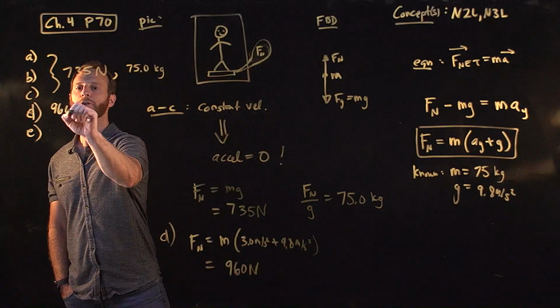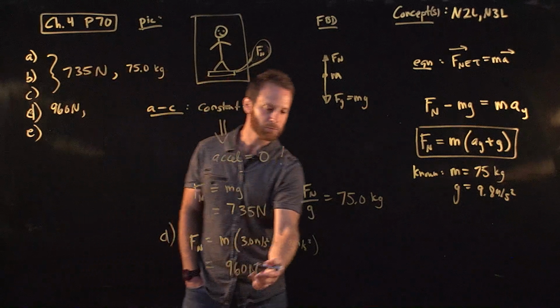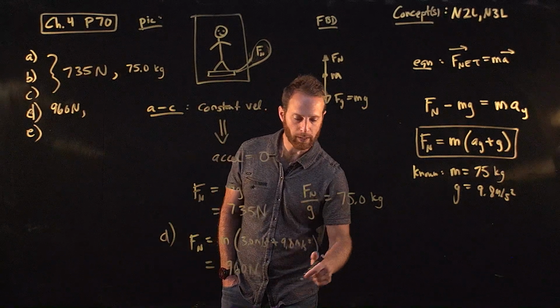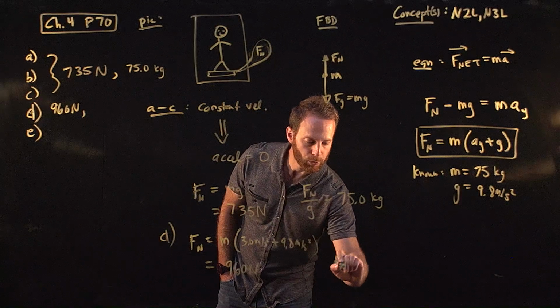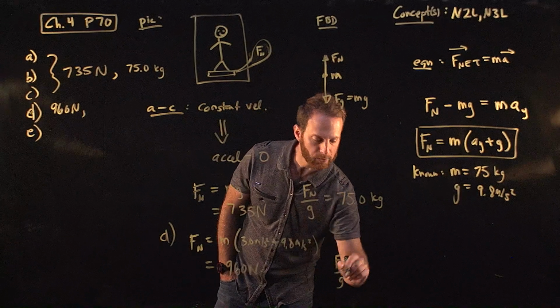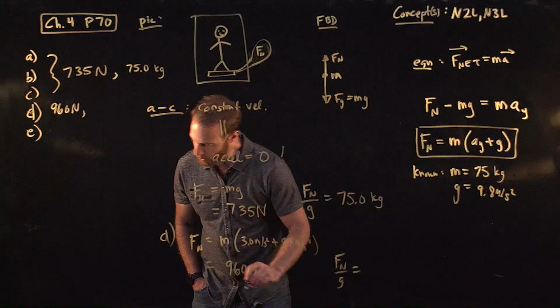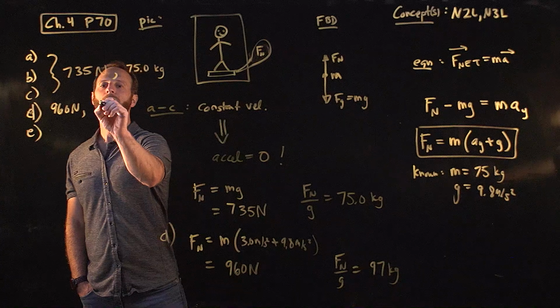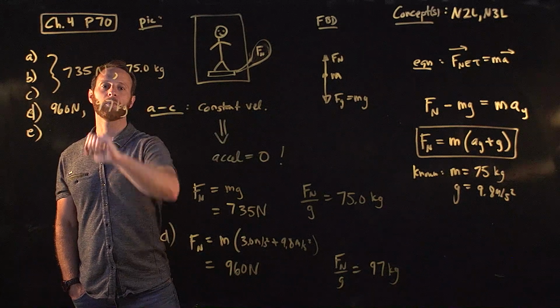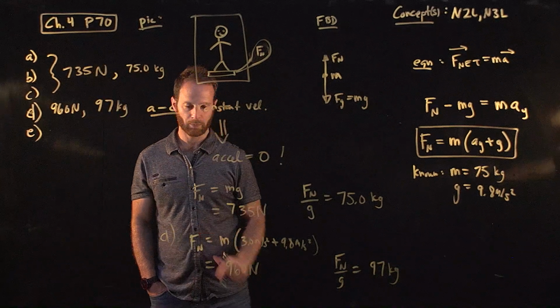Okay, 960 newtons. If you then divide this by g, that's the way that you might have a scale set up to compute your apparent mass. This would give you a number that's quite large, about 97 kilograms. In other words, you would feel like you were 97 kilograms if the elevator was accelerating upward.